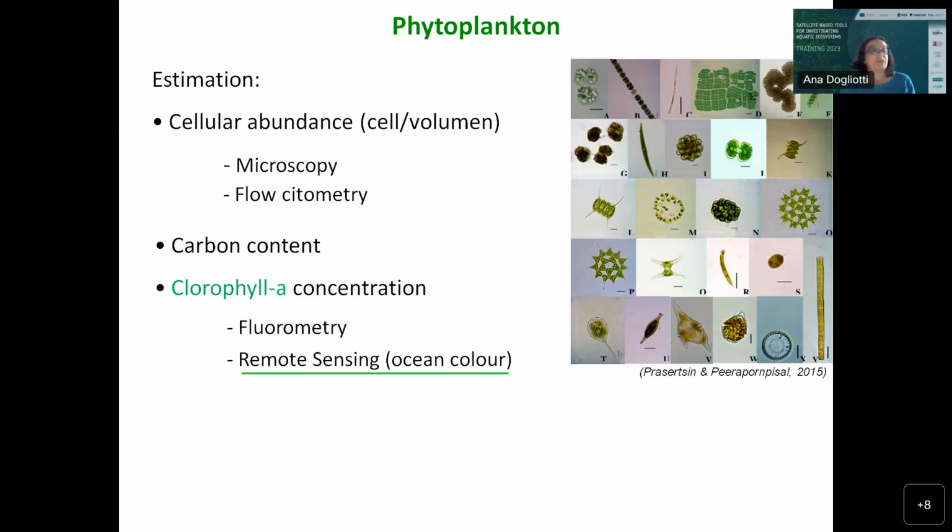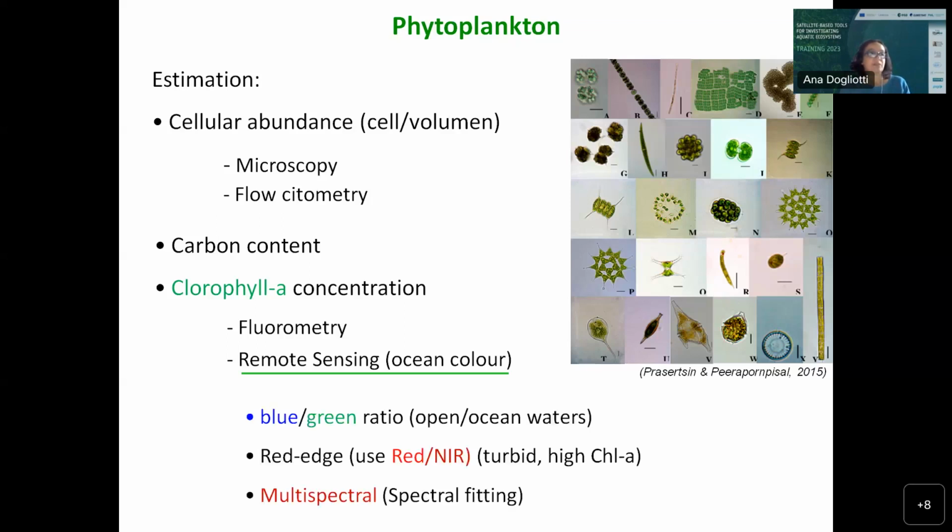For this, we can use fluorometry in the lab, using the fluorescence capability of the chlorophyll, or we can also estimate it from remote sensing, as I've been mentioning, using ocean color, a sensor in the visible part of the spectrum.